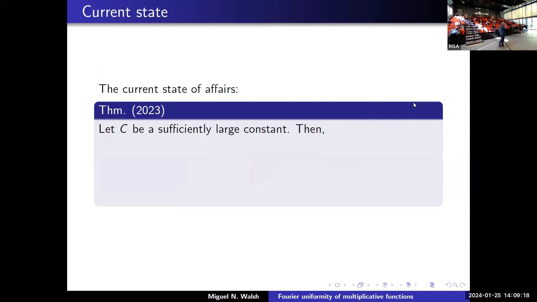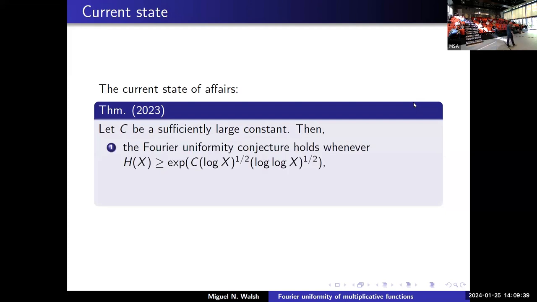So let me now, in the last part of the talk, tell you what we do know about this problem. Let me tell you about two results that I managed last year that will, I think, give a good idea of where we stand on this problem. So let's take the assumption to be a large constant. And then the first result is that the Fourier uniformity conjecture holds as long as h grows like this expression here, which is essentially log to the 1/2.